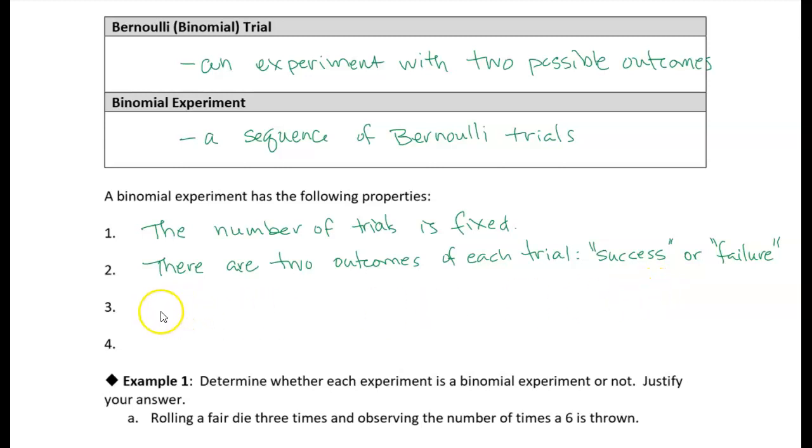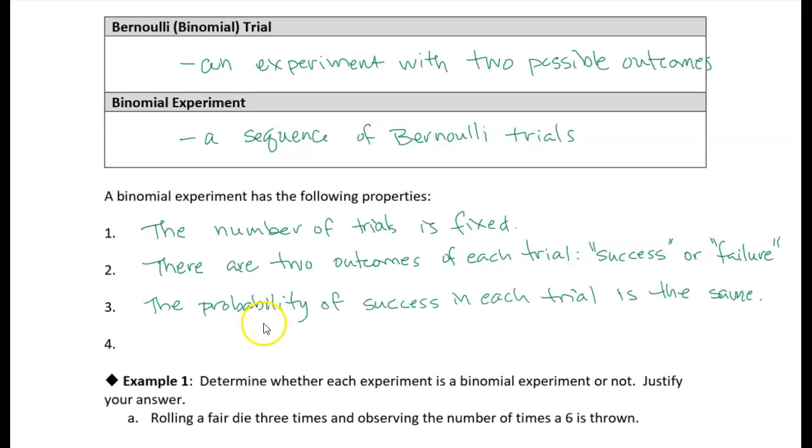All right, so the next property of a binomial experiment is that the probability of success in each trial is the same. So the probability of the second trial doesn't depend on the first, or the third trial depending on the first or the second. All right, they're independent probabilities, which kind of leads us to our next property of a binomial experiment, and that is that the trials are independent of each other.